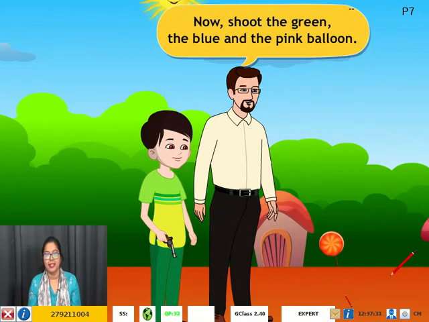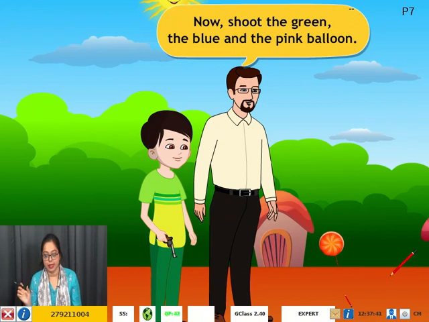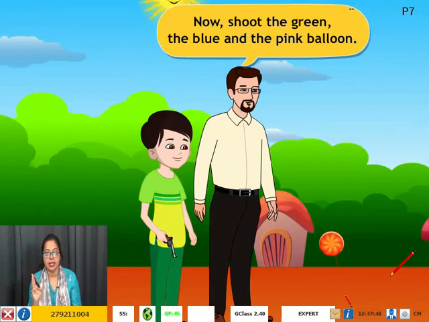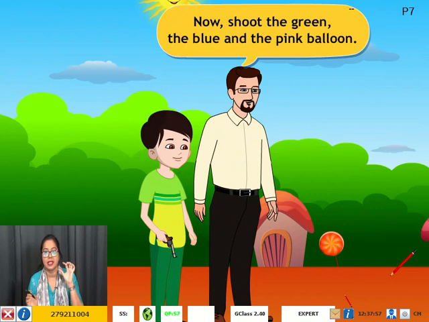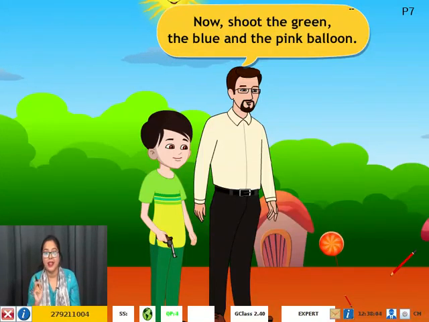Now you see here another sentence is coming up on the screen. Now shoot the green, the blue and the pink balloon. So see here almost three sentences are joined. If I separate the sentences: shoot the green balloon, shoot the blue balloon and shoot the pink balloon. There are three different sentences, right? So in order to combine the three different sentences, a comma is used as well as a connector. Yes or no? Yeah, very good.